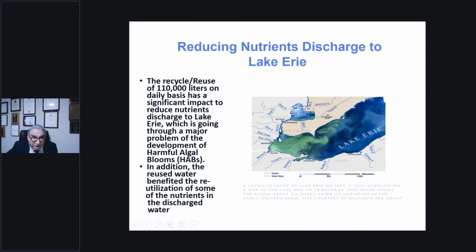There is a lot of nutrients going from both sides, Canada and the United States, and that caused the problem, as we know about the harmful algal blooms that caused the problem in Toledo, Ohio in 2014.